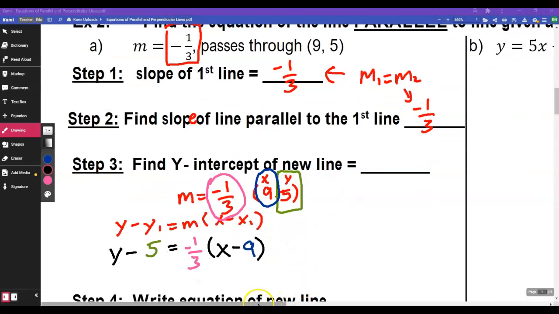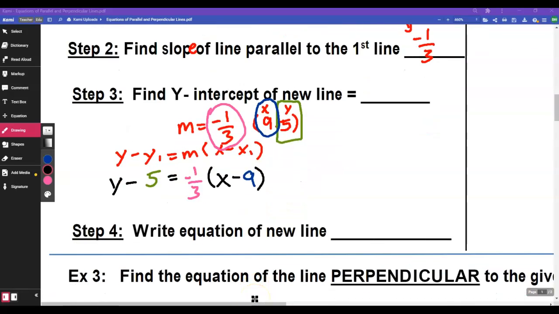Okay, and that's it. That's all we're going to do. That's the equation of the new line. I'm not going to have you find the y-intercept, so don't worry about step 3 right now.